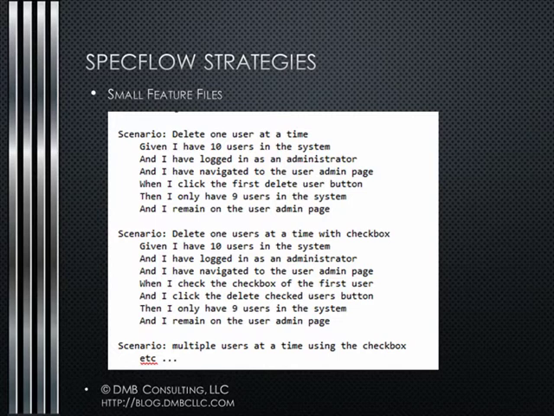Another scenario might be delete one user at a time with checkbox. Given I have 10 users in the system, and I have logged in as an administrator, and I have navigated to the user admin page, when I click the checkbox of the first user, and I click the delete check user button, then I only have 9 users in the system, and I remain on the user admin page. Scenario, multiple users checked at a time, etc. So what about sad path scenarios?